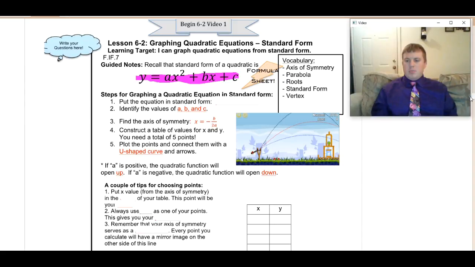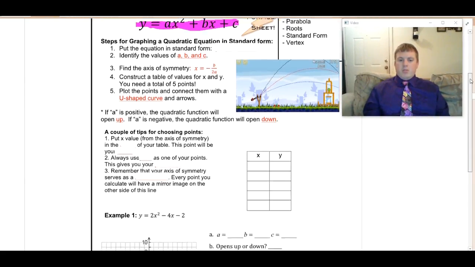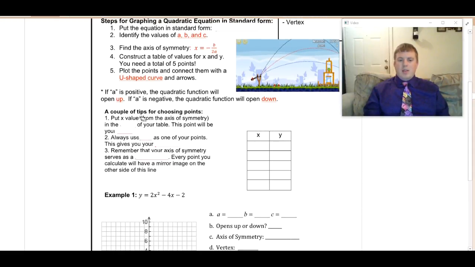We do have a couple tips for you on how to choose your 5 points. The first one is to use the x value from the axis of symmetry and put that in the center of your table. This point will be your vertex. Always use 0 as one of your points. This will give you your y-intercept. So far we've talked about the vertex and y-intercept. And then also, remember that your axis of symmetry serves as a reflection line. Every point you calculate will have a mirror image on the other side of this line. We talked about that some in intercept form as well.